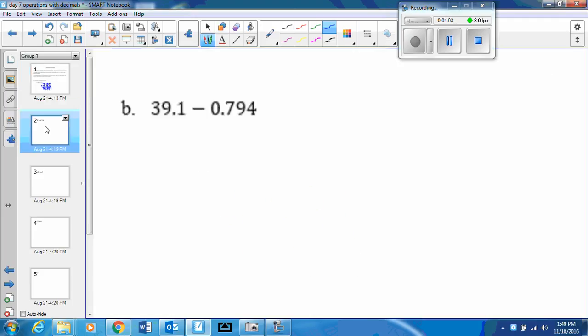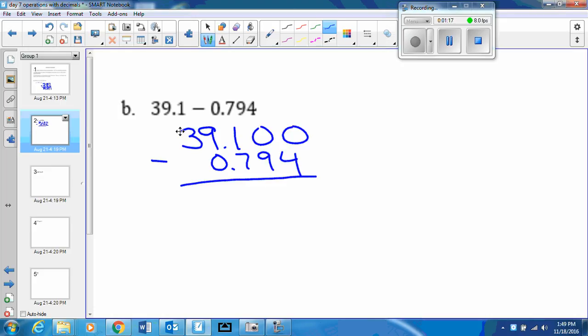To subtract, the same kind of thing happens. I have to line up my decimals, so 39.1 minus 0.794. Put in my zeros to help me line everything up. Now I have to borrow. The 1 becomes a 0, then I get 10, but I have to borrow from that, so that becomes a 9, and the last 0 becomes a 10.